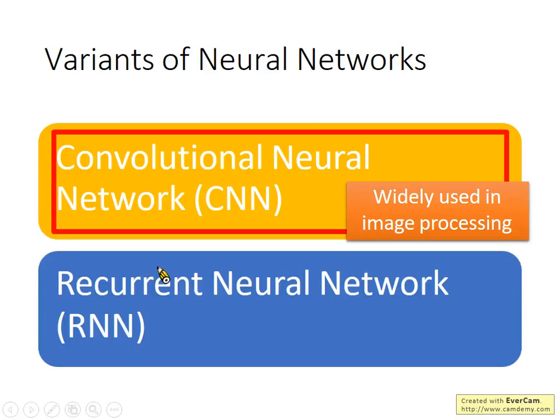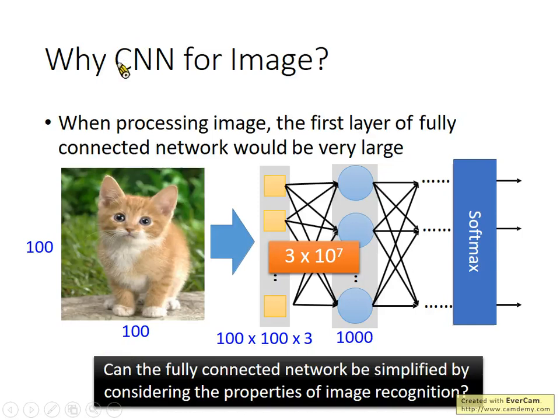In the following, we will mainly introduce two variants of the neural network. The first one is the convolutional neural network, or CNN in brief. This network structure is widely used in image processing because it has many interesting properties. And we will also introduce the recurrent neural network, or RNN in brief. So let's talk about CNN first. Why do we use convolutional neural networks for image analysis?